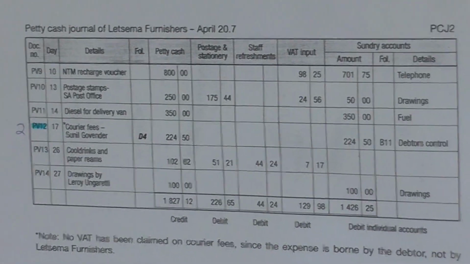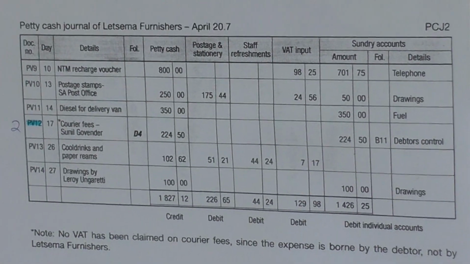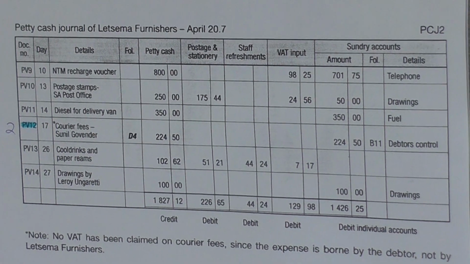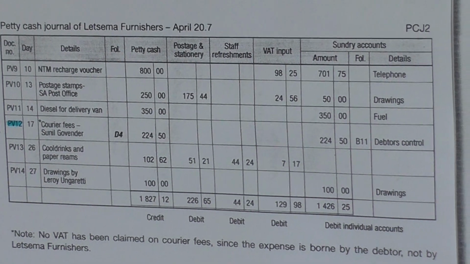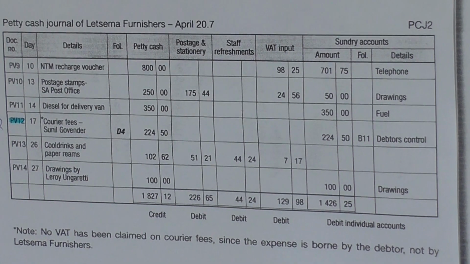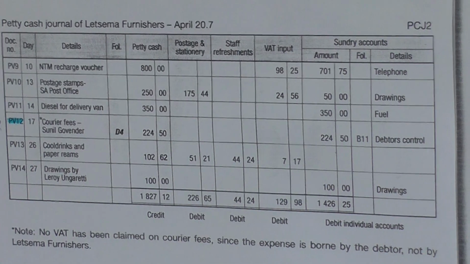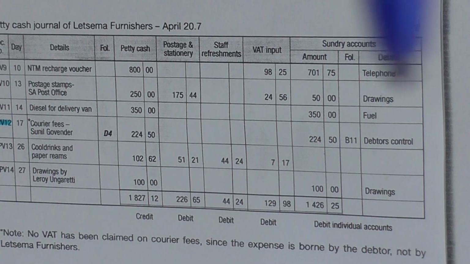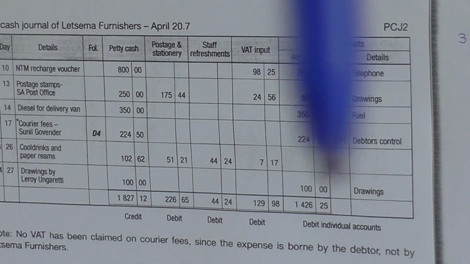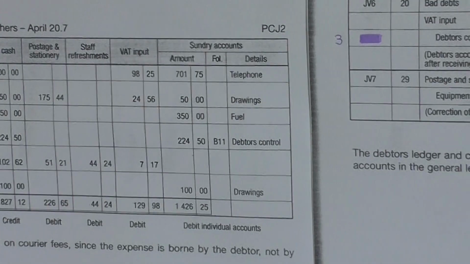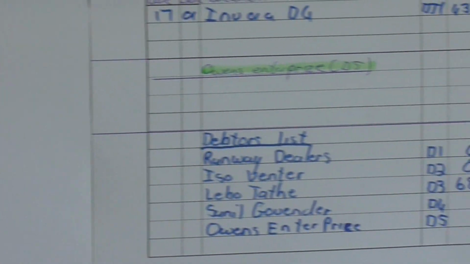But there's a Sanil Govender in the petty cash journal. Oh, great. Okay. So that'll be PV12, the 17th. It was the courier fees, 224.5. And debtors control gets debited, as we can see. Debtors control, that was Sanil Govender, and as you can see there, you debit the individual accounts. So let's go back to Mr. Sanil Govender.